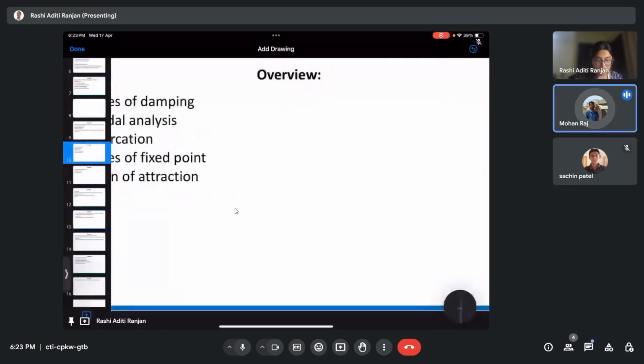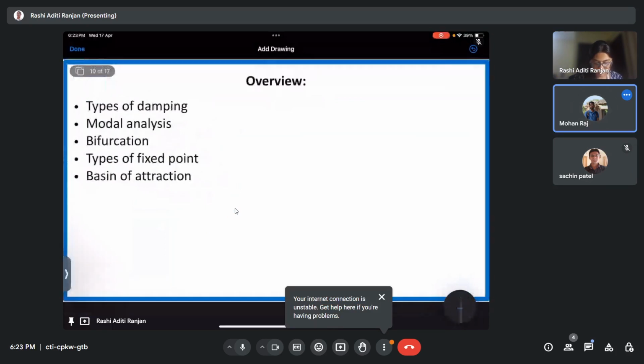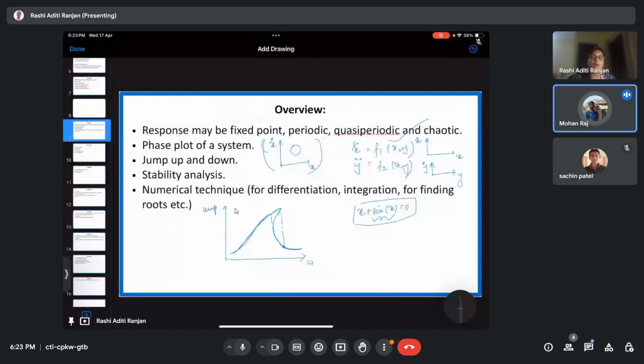Madam, one doubt about this phase plot. Actually, you mentioned two variables, x versus x dot and y versus y dot. Is there any possibility that one variable will be behaving one way and the other variable another way? Like x dot may be behaving quasi-periodically, and the other will be periodic or a fixed point. Is there any possibility like that, or will both be behaving in a similar way?